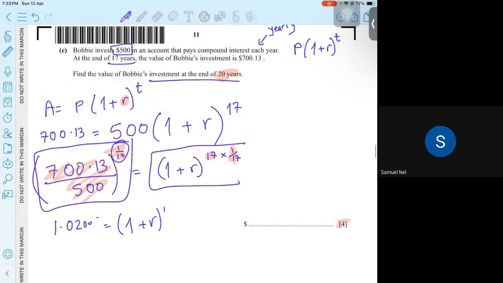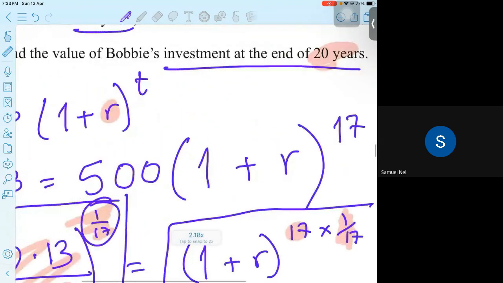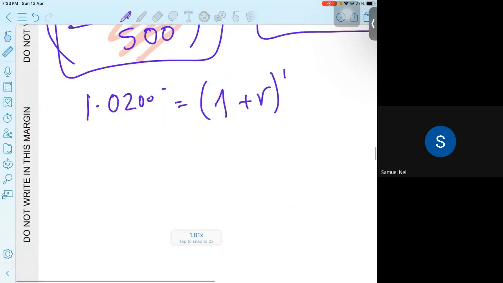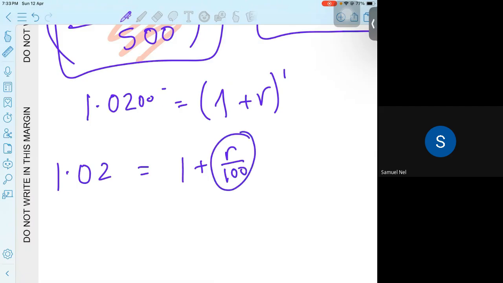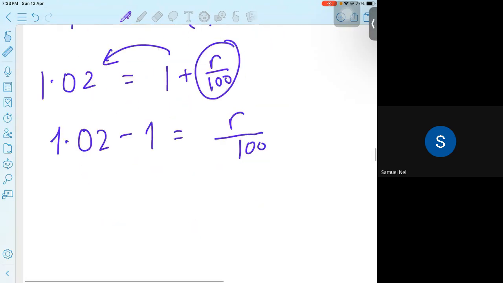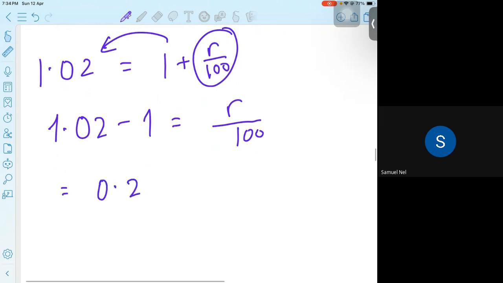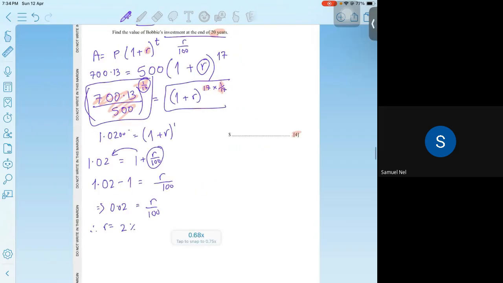The next thing we do is we remember that our R is always written as R over 100, right? Because it's a percentage you're going to find out. So 1.02 equals 1 plus R over 100. Now we can isolate this and take the 1 to the other side. So 1.02 minus 1 is equal to R over 100, and what we get is 0.02 equals R over 100. Therefore, my R is equal to 2%. Are you all with me?